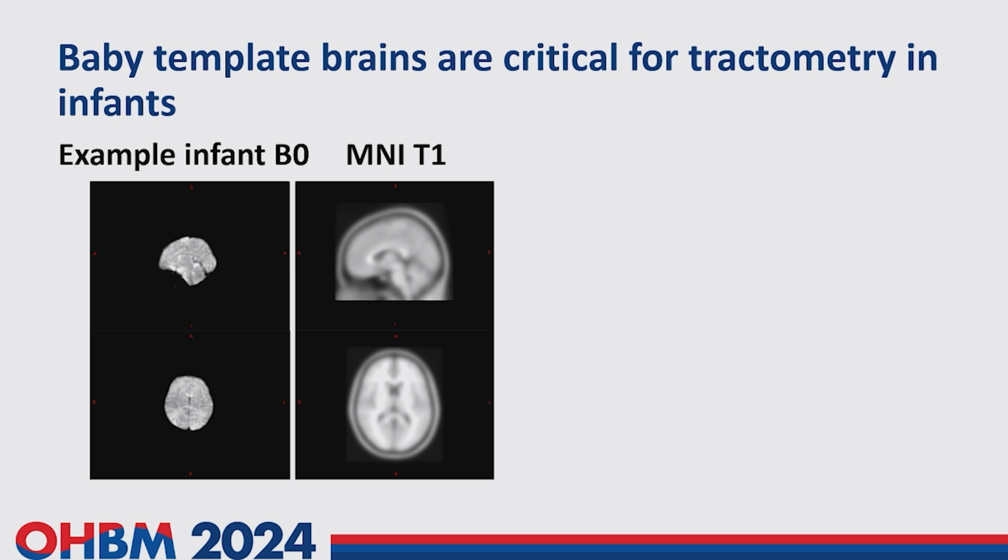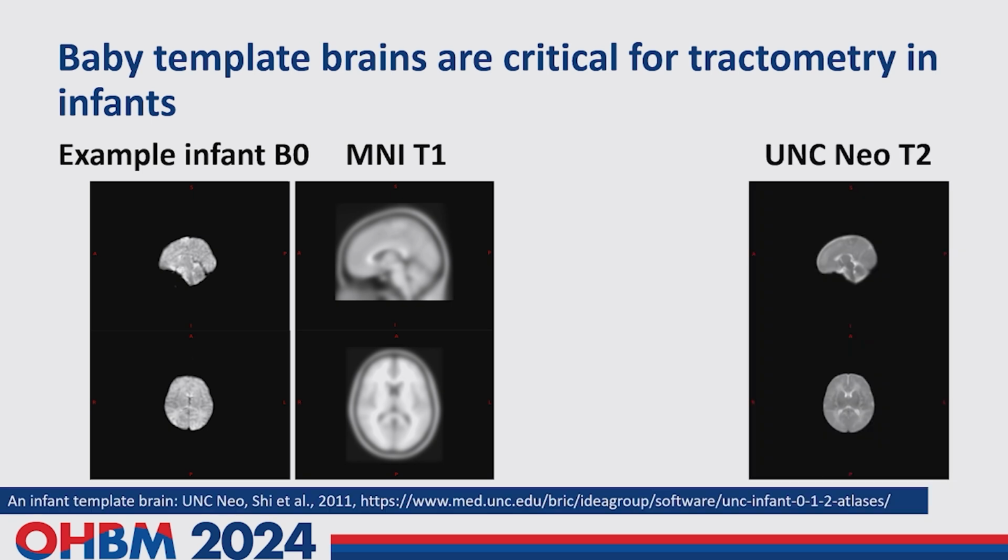A much easier alignment can be achieved by aligning to an infant-specific template brain. So for instance, you could use the University of North Carolina neonate template, which I believe has been made from over 100 typically born newborns. And as you can see, this will require a lot less stretching of the individual brain, so it's probably a much easier alignment to make.